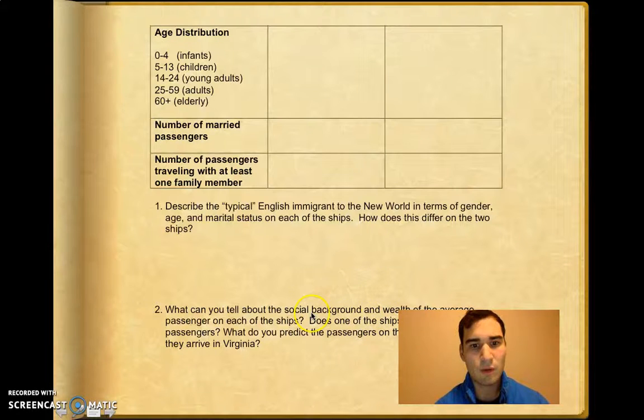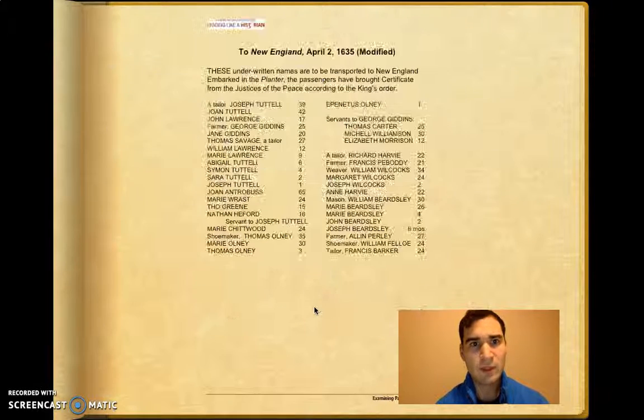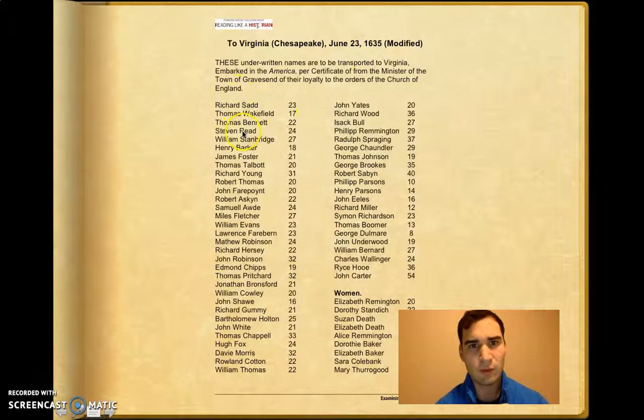And for the second question, what can we tell about the social background and wealth of the average passenger on each ship? And does one of the ships have richer passengers? What do you predict the passengers on the America will do when they arrive in Virginia? Please go back and really look at the list. Look at the age.